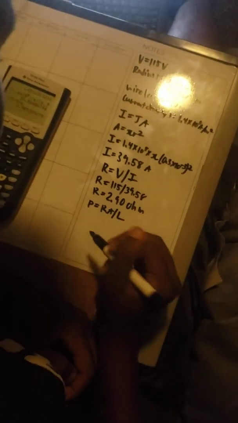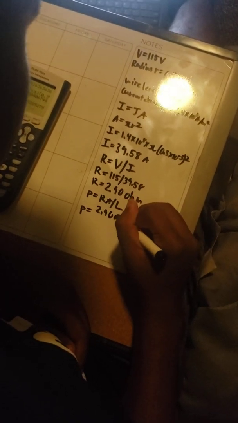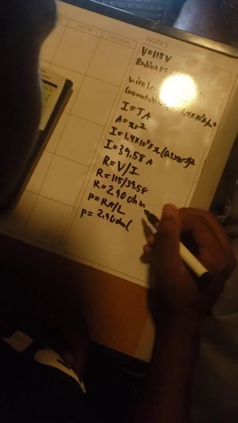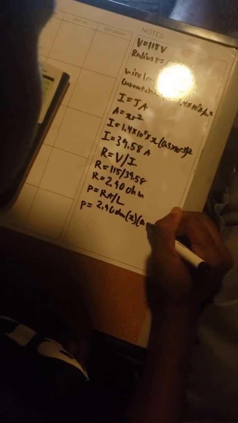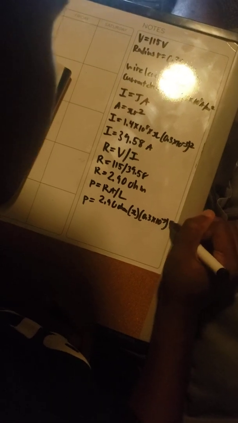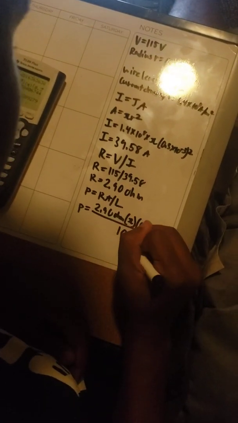Now we want to find the final part of the question, the resistivity. We know that the equation for resistivity, rho, equals the resistance times the area divided by the length. From here we have our resistance already, so that's going to be 2.90 ohms times pi times 0.3 times 10 to the negative 3 squared, over 10.